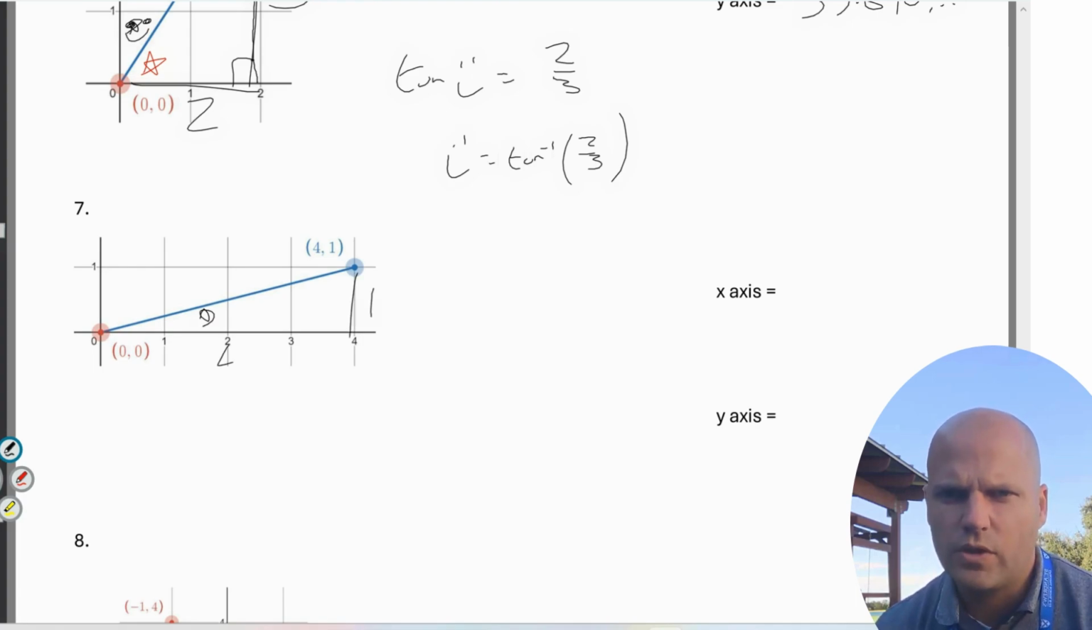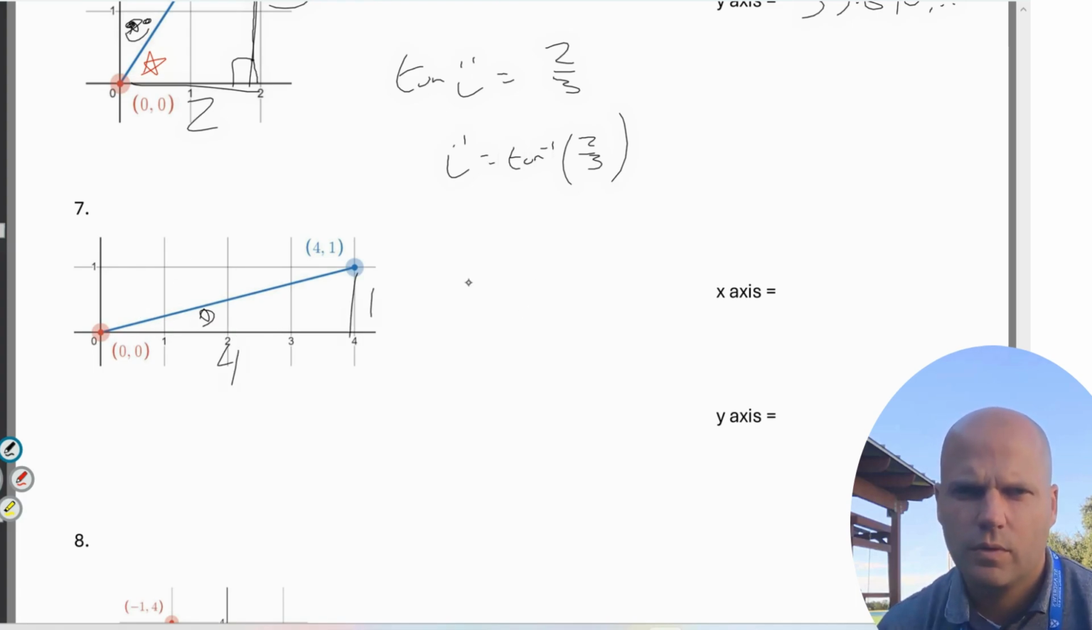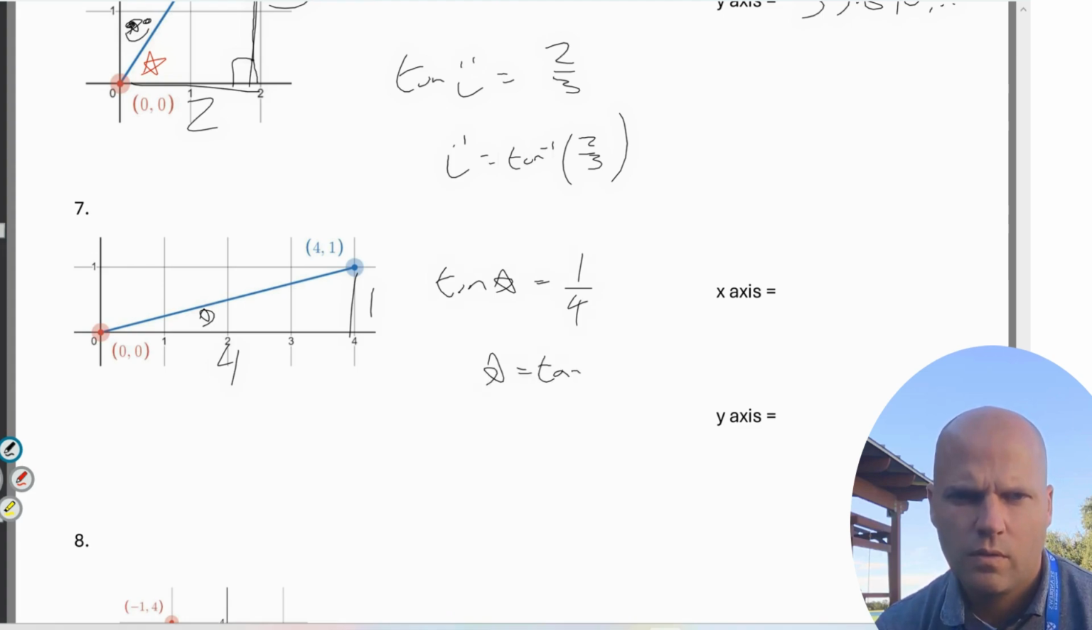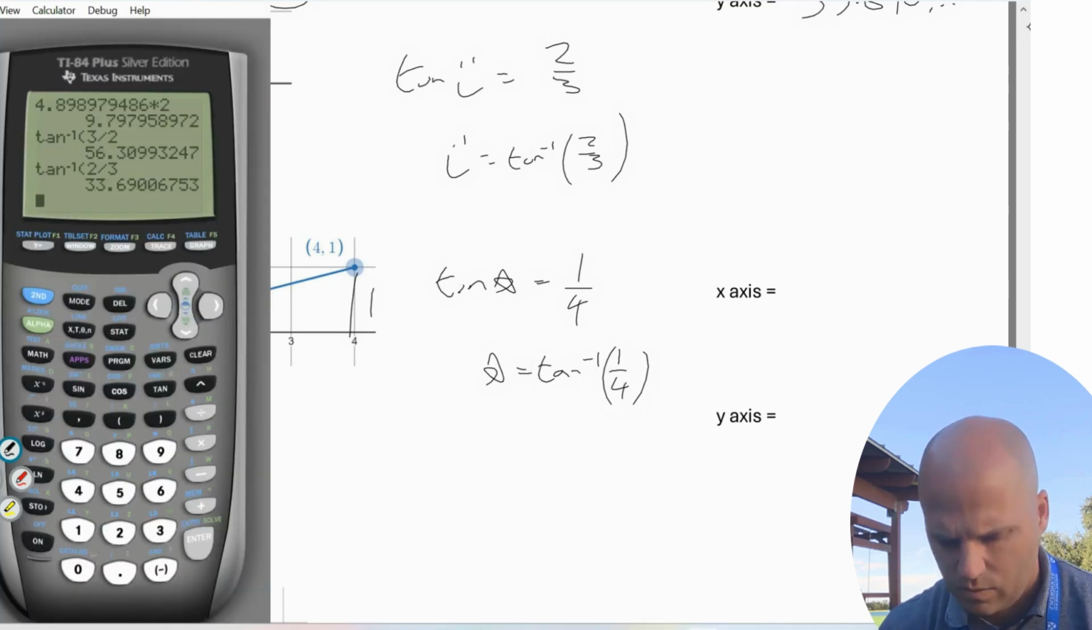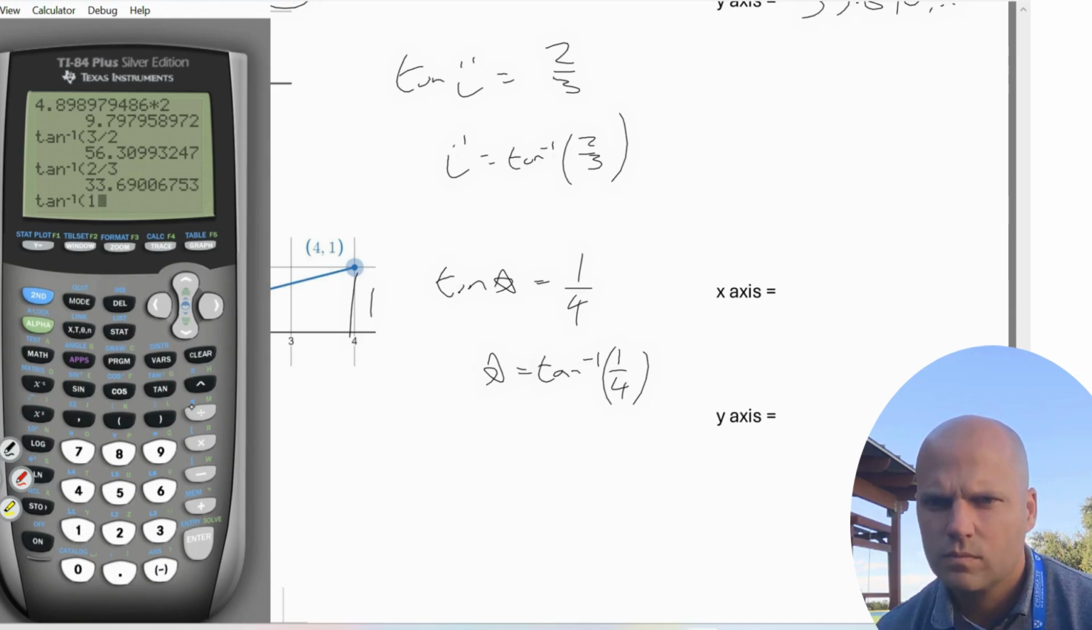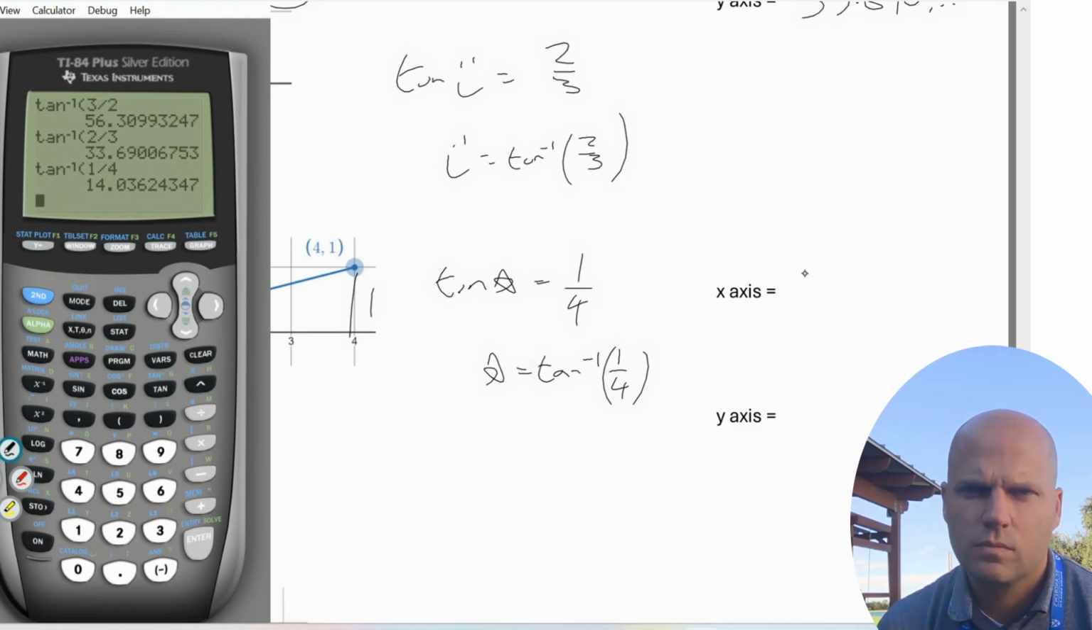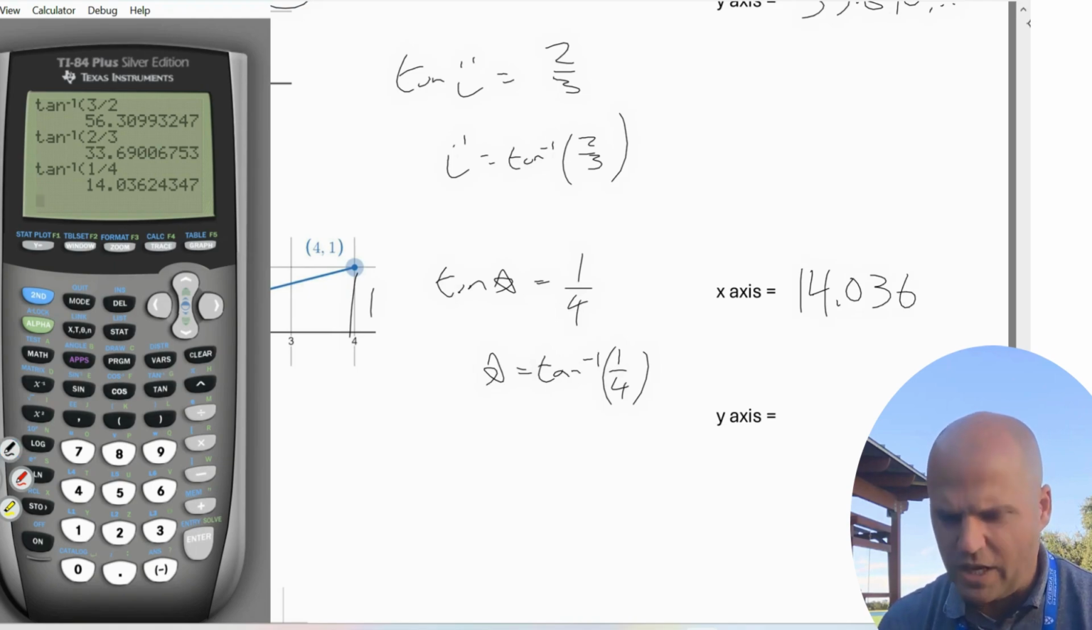This is 1. This is 4. Tangent of star equals 1/4. Subtract that from 90.